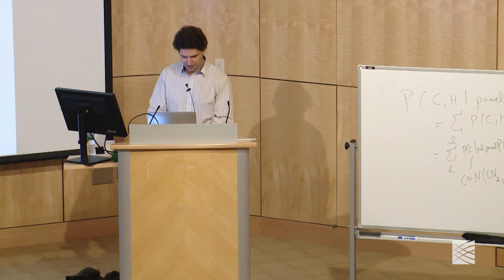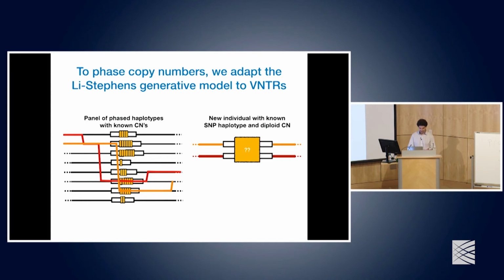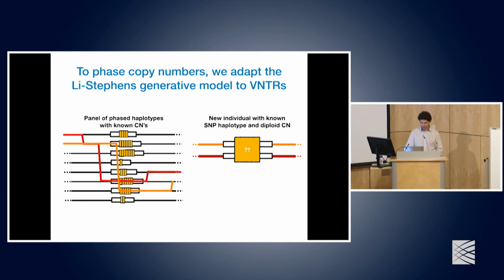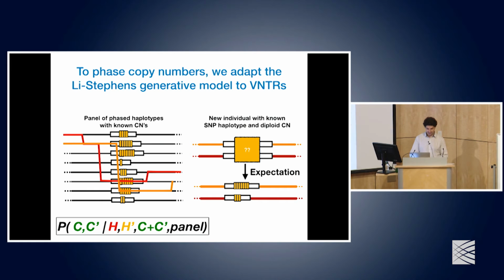And then a diplotype is just two independently sampled haplotypes. And once this probability distribution is set, the math really dictates the rest. To spell this out a bit more, given a new individual with known SNP haplotypes and diploid copy number, the model dictates a posterior distribution on copy numbers. And then taking expectations yields a phase estimate for this data.